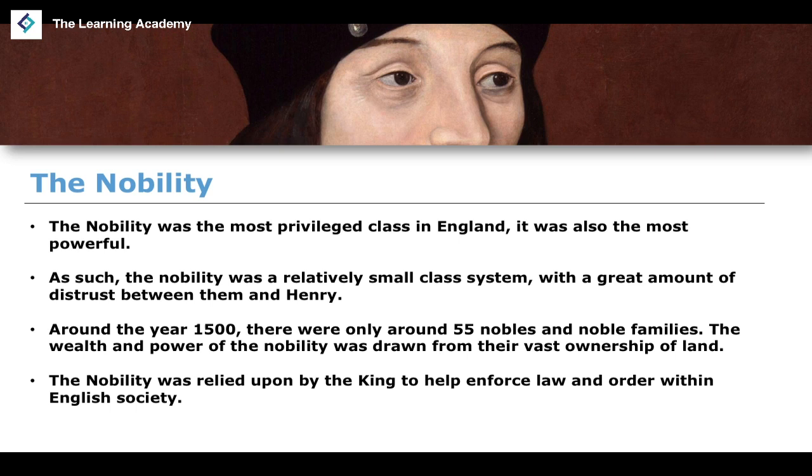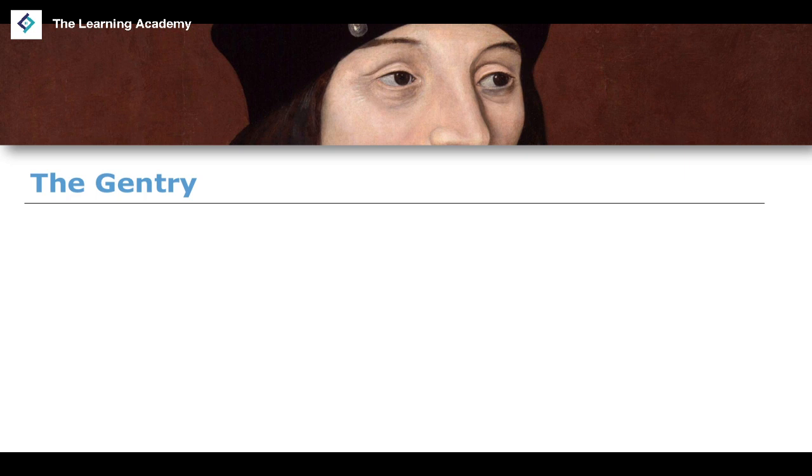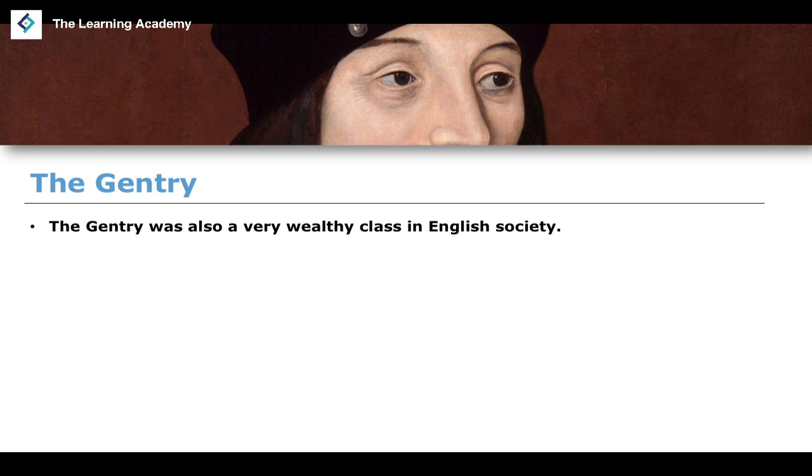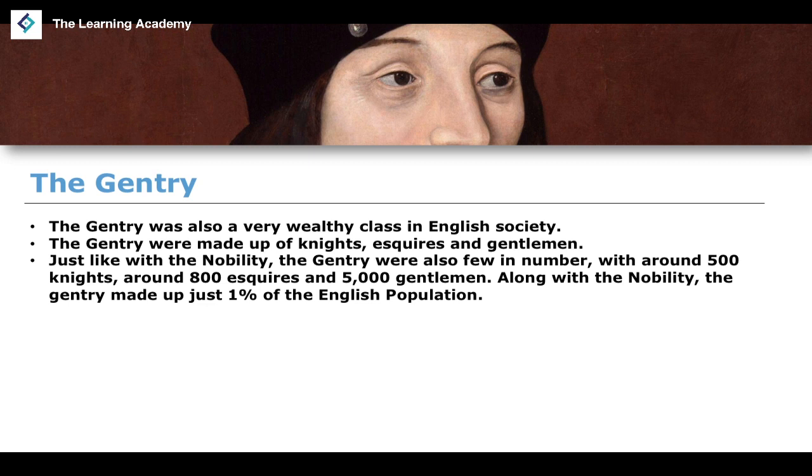Next on the social list, we have the gentry. Now, this was also a very wealthy class in English society. Let's not get this twisted. It's not like the gentry represented a significant step down in terms of social class. They were also incredibly wealthy, and they were made up of people like knights, esquires, and gentlemen. Just like with the nobility, they were very few in number, but significantly more than the noble families. So the gentry were made up of around 500 knights, around 800 squires, and around 5,000 gentlemen.